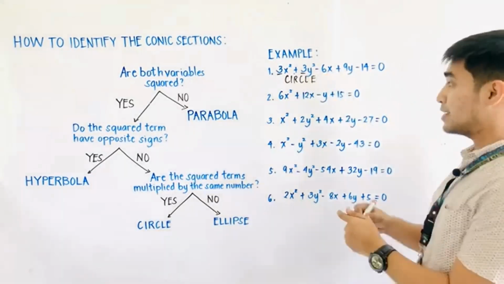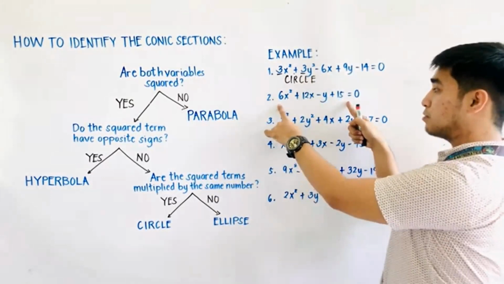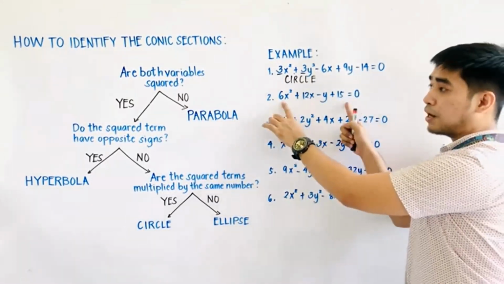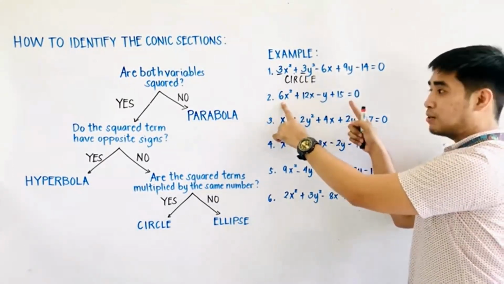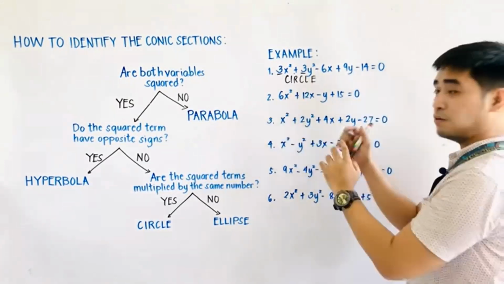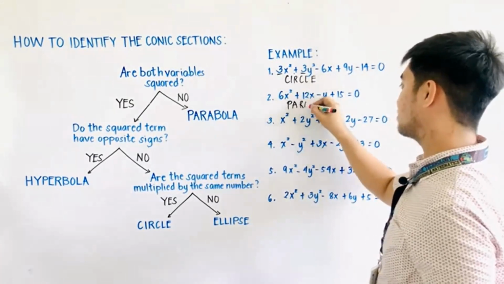Okay, for the second one, we are given 6x squared plus 12x minus y plus 15 is equal to 0. Are both variables squared? Yes or no? No, because only x is being squared. We only have x squared. If the answer is no, therefore this is exactly a parabola.